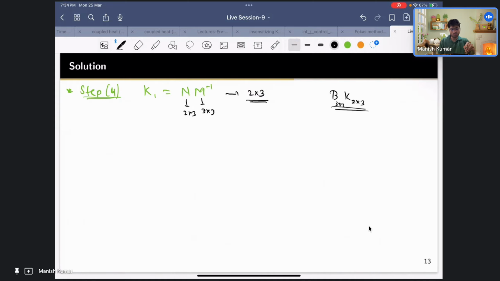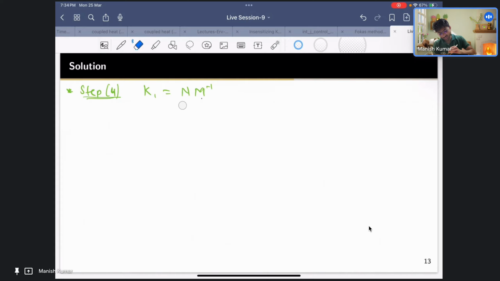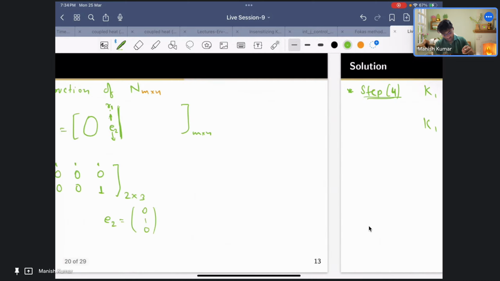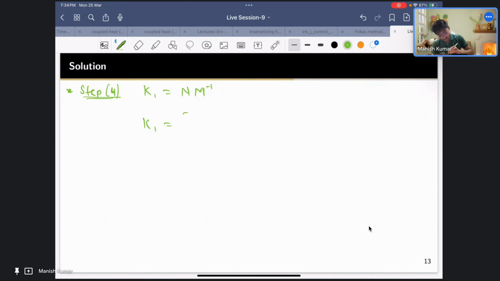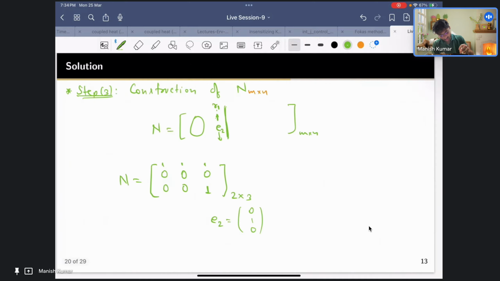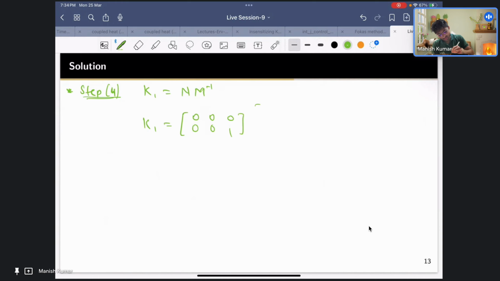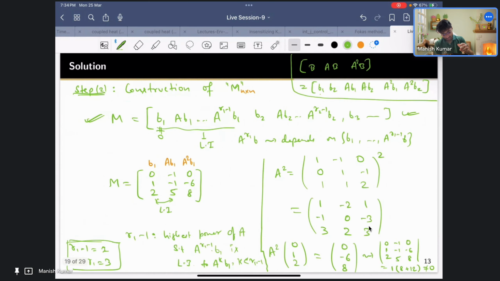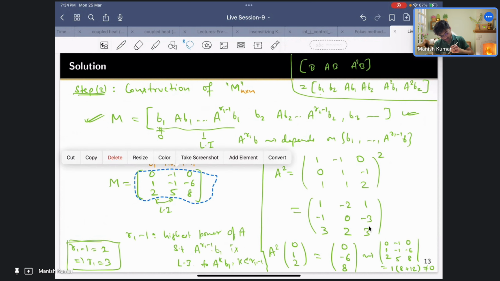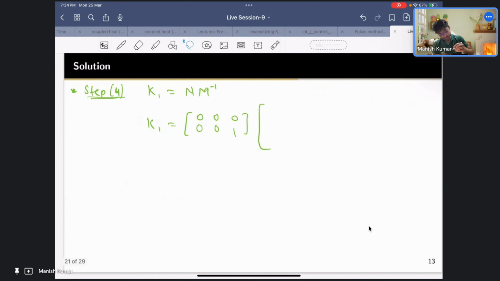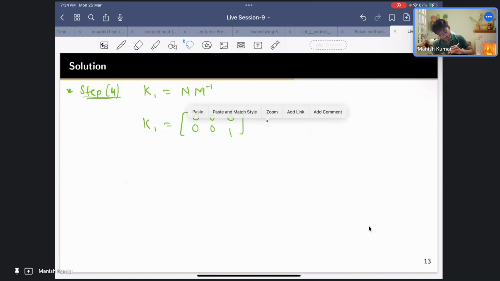So the order is conserved, so there is no issue in the order. This is how we compute K1. For K1, let us substitute what N and M inverse are. N is just 0, 0, 0, 0 and then 0, 1. And M inverse, so what was M? M was this matrix, so the inverse of this matrix.